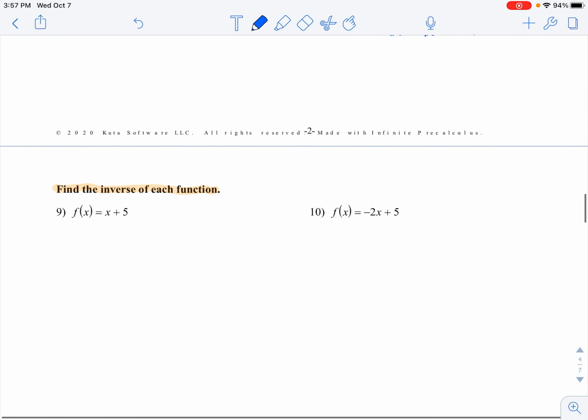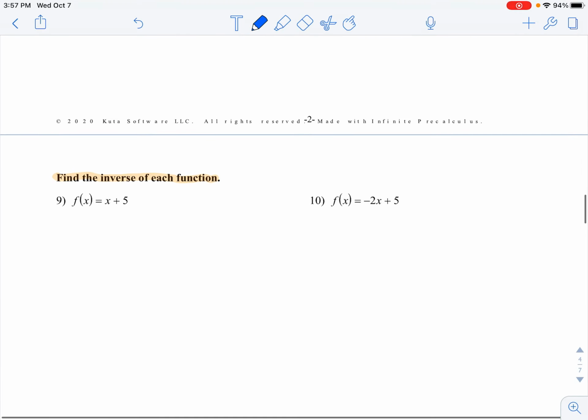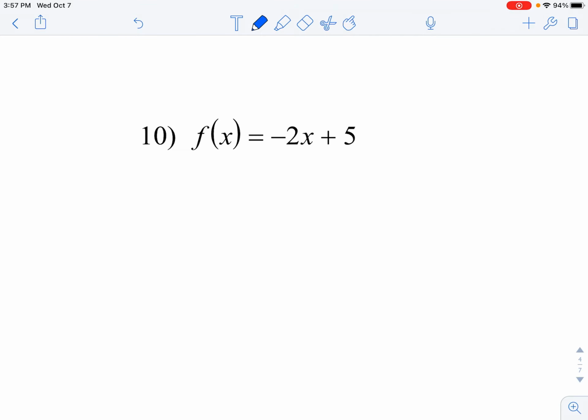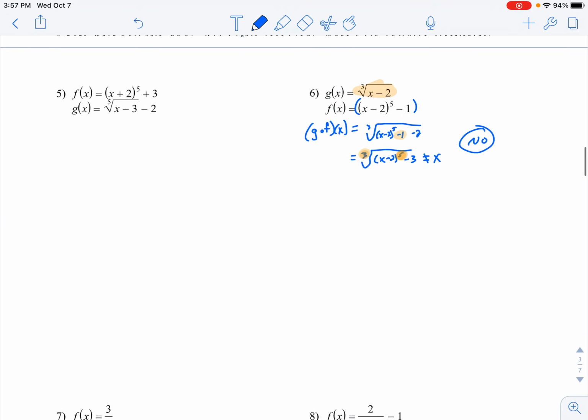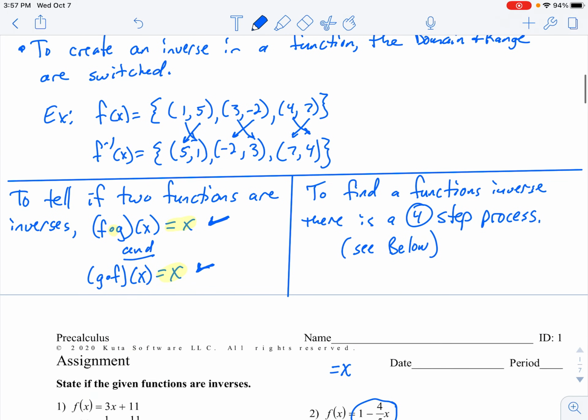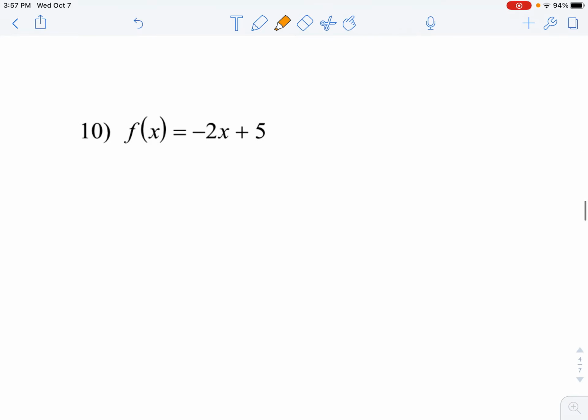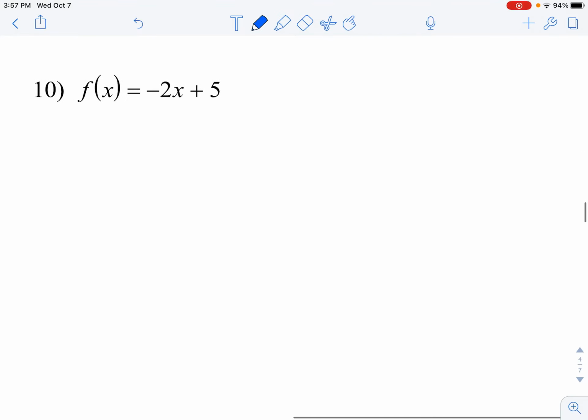Okay, let's move on now to finding the inverse of each function. So number 10 right here. For people who have fast forwarded, I'm going to leave this on the screen for just a second so they can see number 10 there, hopefully. All right, so in my notes up above, all I wrote was, to find inverses, there's a 4-step process, see below. So yeah, I don't really have notes on this. I'm going to tell you as I go the 4-step process.